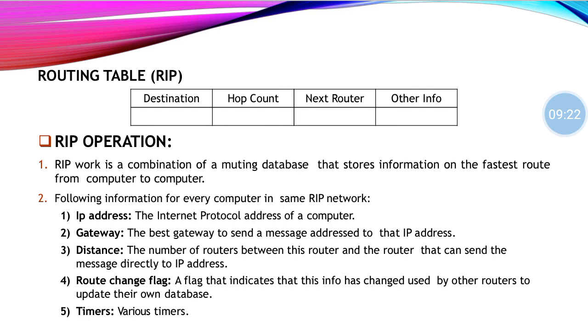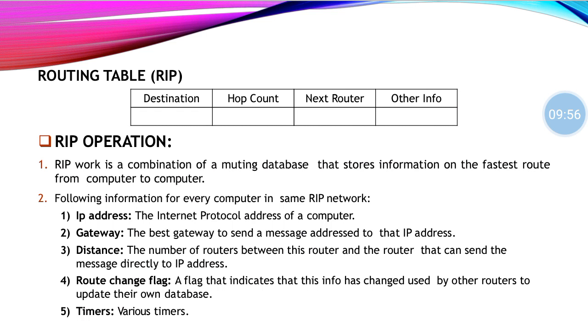RIP works with a combination of databases that store information on the fastest route from computer to computer. So what they are trying to convey is that RIP has many databases that store information on the fastest route from computer to computer. There could be many routes, but the important point is which route is the fastest, and that is stored by the database, which in turn is used by RIP. The following information is used by the RIP network: the IP address of the destination has to be generated.